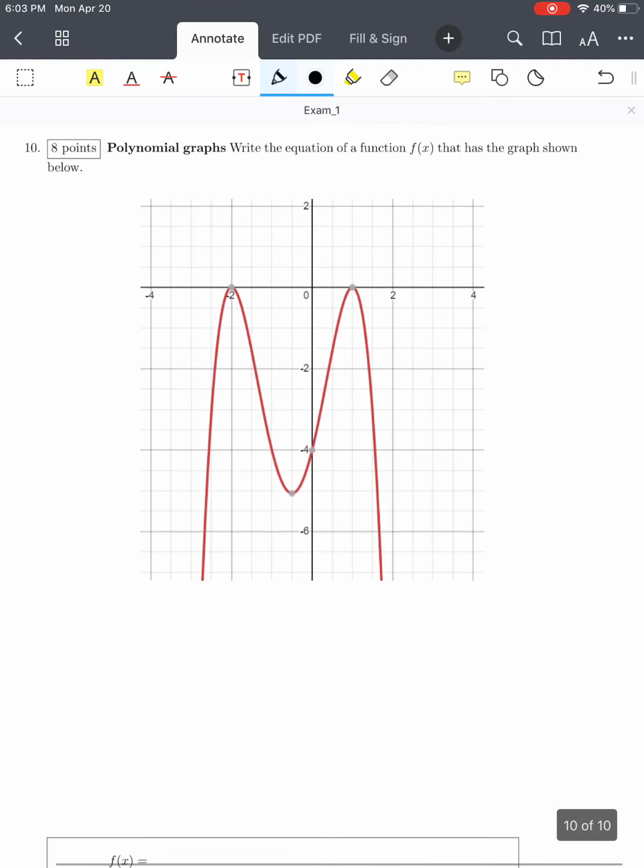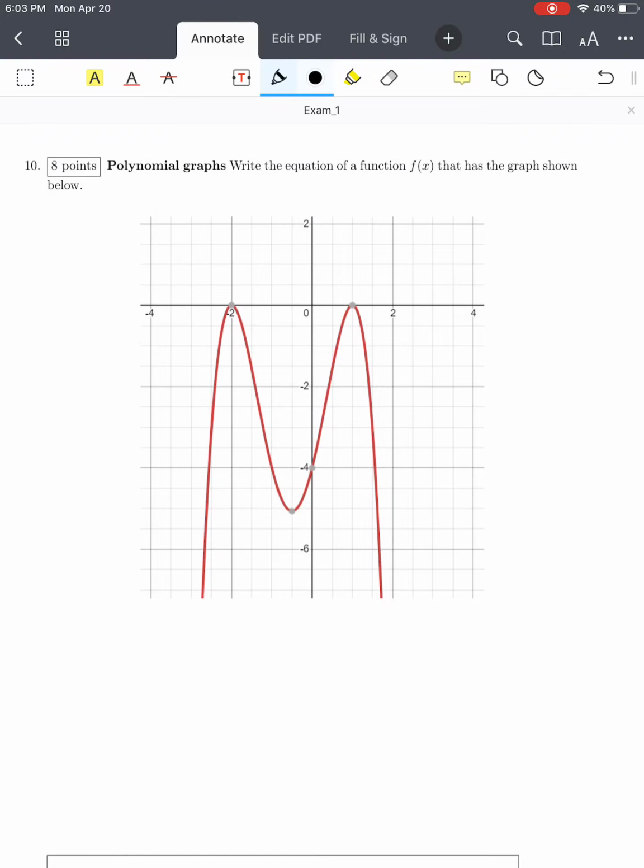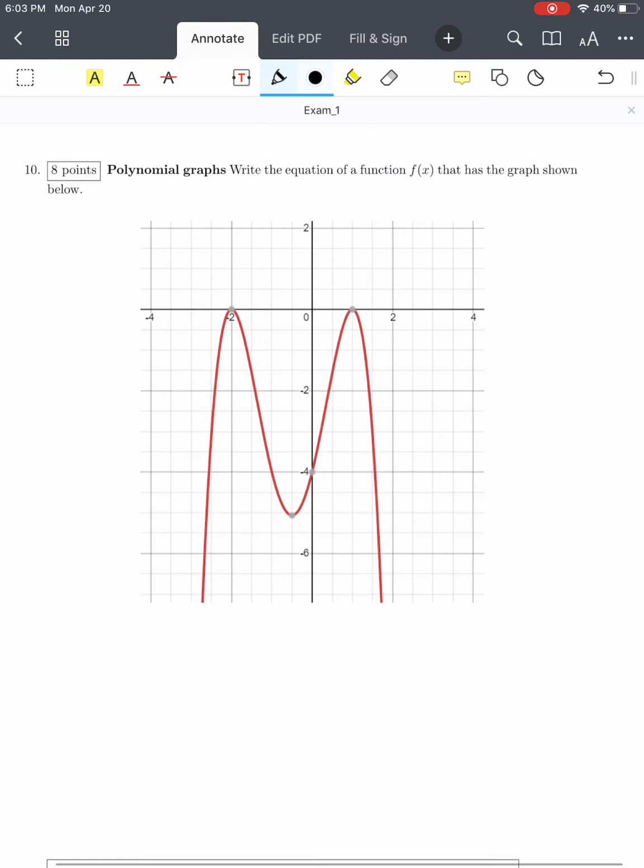And then lastly, we want to write the equation of a function, f of x, that has the graph shown below. So normally we're given a function and we want to graph it. Here we're given a graph. We want to write down what a possible function could be. In general, there are multiple answers, but if we just go for the most simple one, then we're usually a bit happier. So the first step is to look at the intercepts.